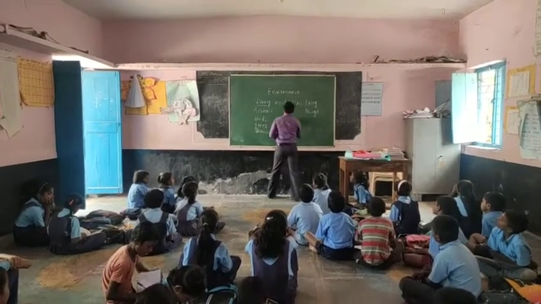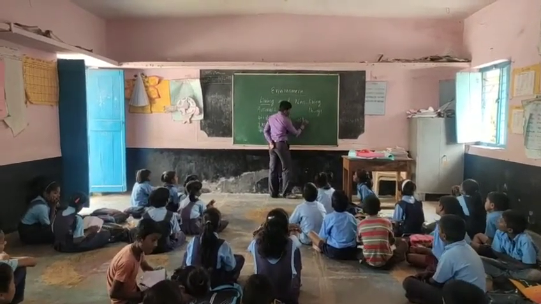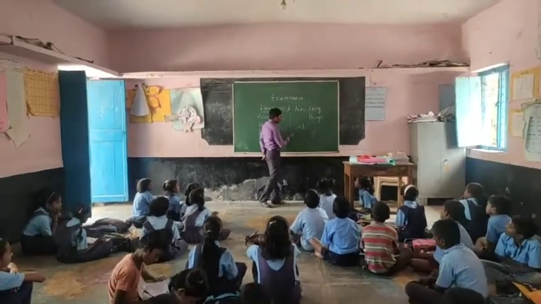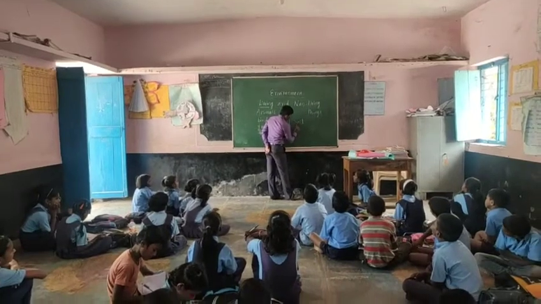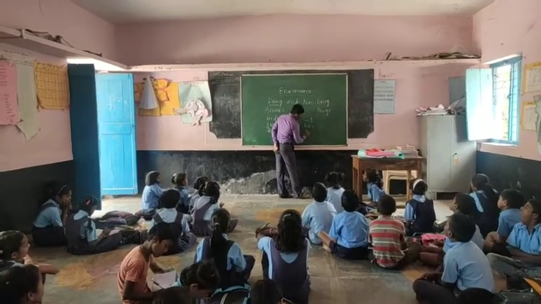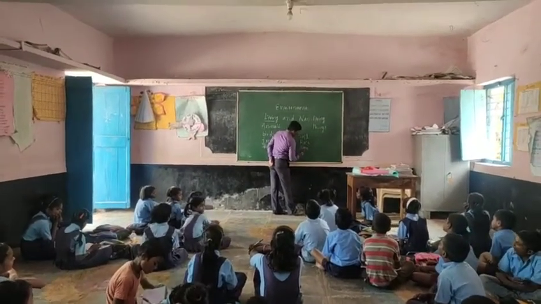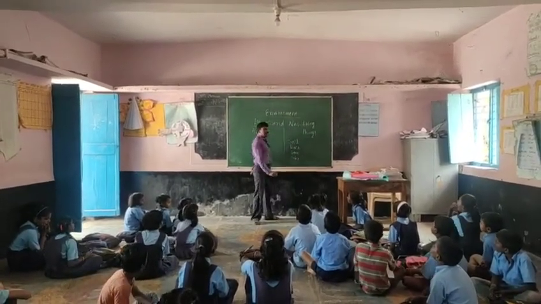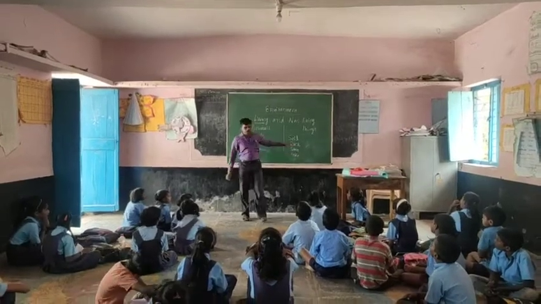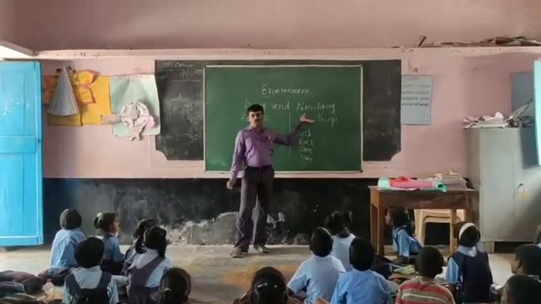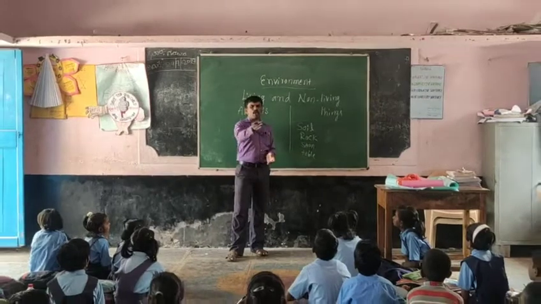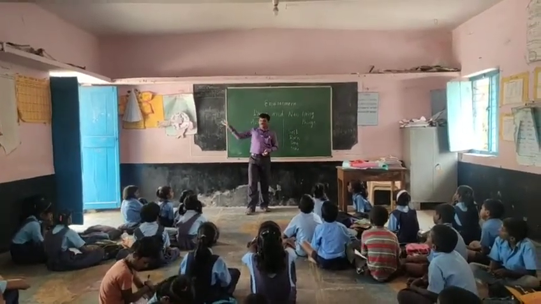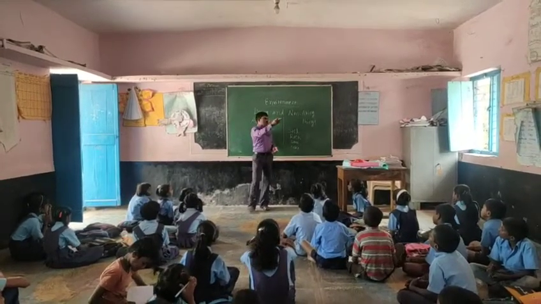For example, soil. Soil does not have life. Then next one, rock. Then stone, then table, chair. All these things are considered non-living things. Which non-living things can you see in your class?